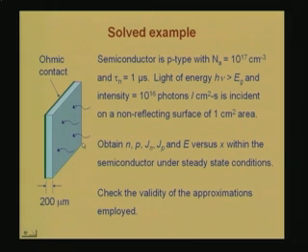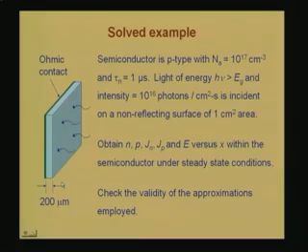So this is 1 centimeter and that is also 1 centimeter, and the surface is non-reflecting, so the entire light is absorbed, nothing is reflected. This is not a good assumption at all, but we are making a simplifying assumption so that the problem becomes simple. Now the thing to be done is obtain N, P, Jn, Jp and E versus X within the semiconductor under steady state conditions and check the validity of the approximations employed. Now the X direction is along the thickness of the semiconductor.